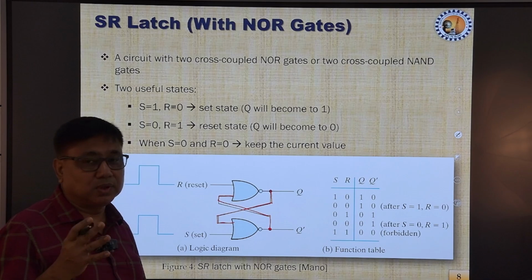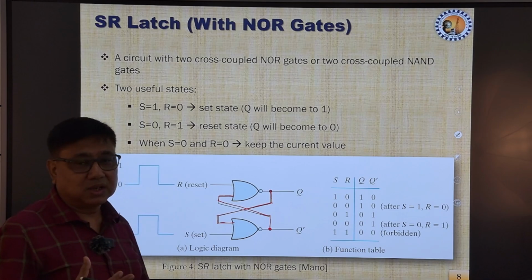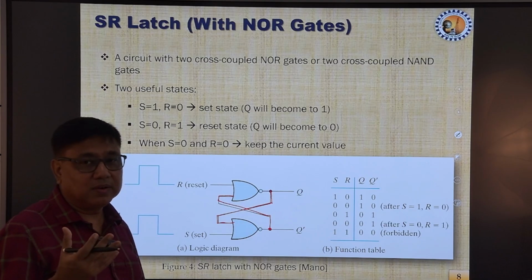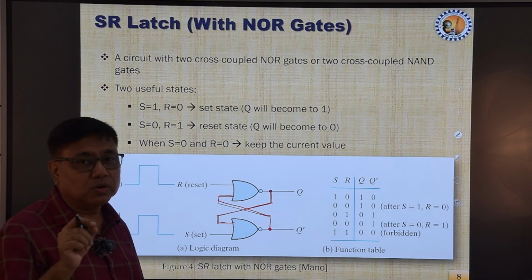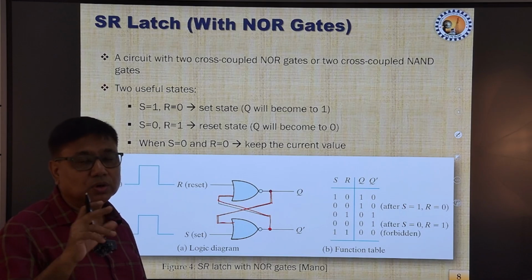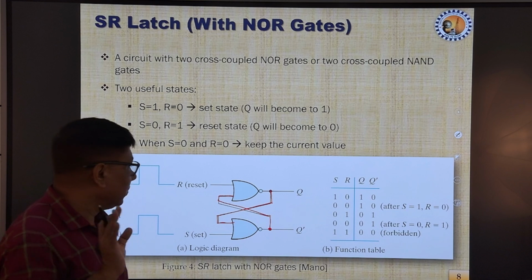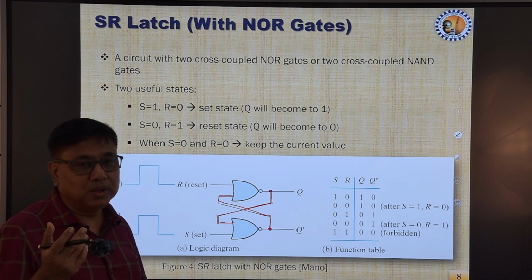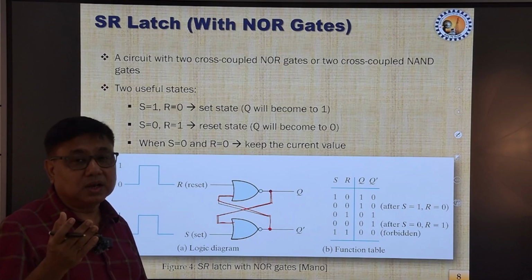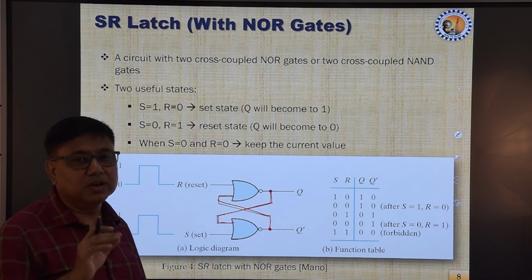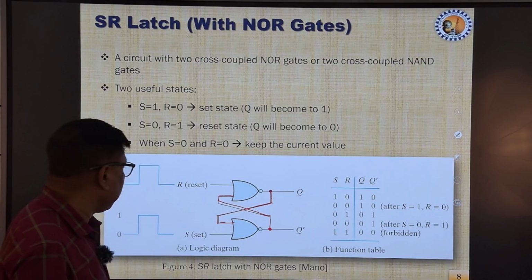So for the OR gate, from the truth table, from our previous knowledge of digital electronics, we understand that the OR gate output is 1 when any of the inputs is 1, and the output is 0 when all the inputs are 0. So NOR will have just the reverse of that. Its output will be 1 when all its inputs are 0, and the output will be 0 when any of the inputs is 1.